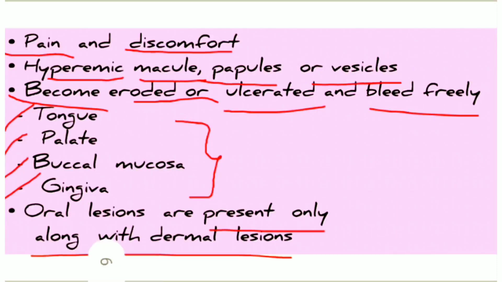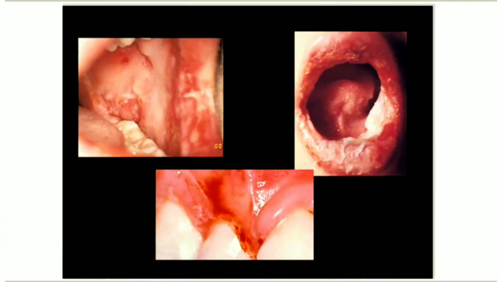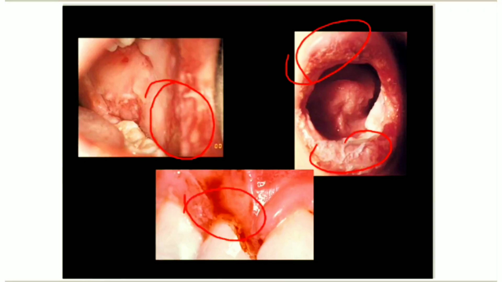So now let us see what are the clinical pictures of this erythema multiforme. So you can see here the lesion is involving the buccal mucosa, here the lesion is involving the lip, here the lesion is present over the gingiva. So you can see this is the typical clinical presentation of this erythema multiforme present in the oral cavity.